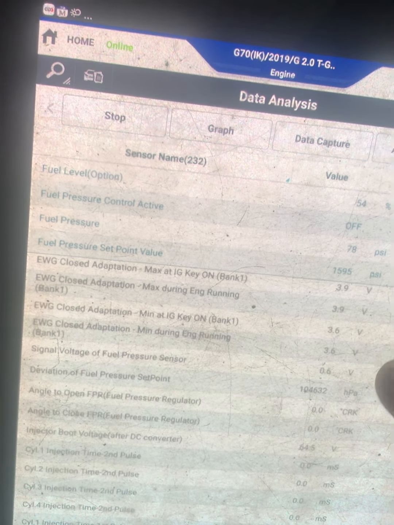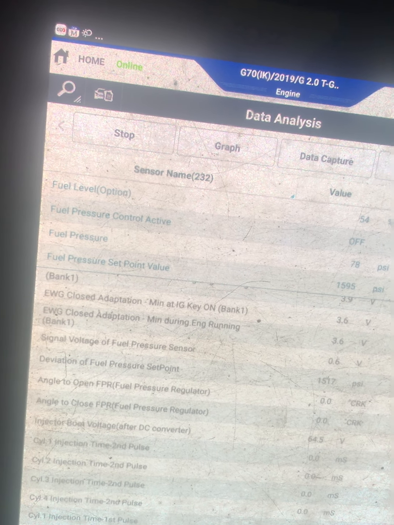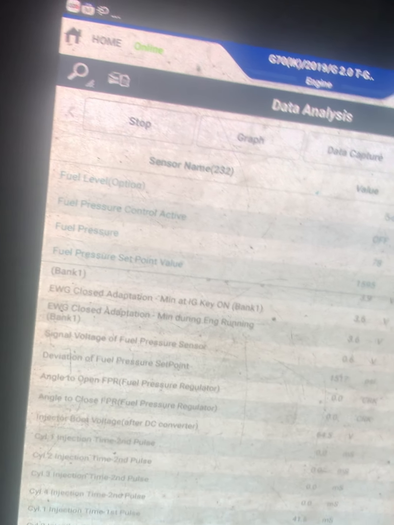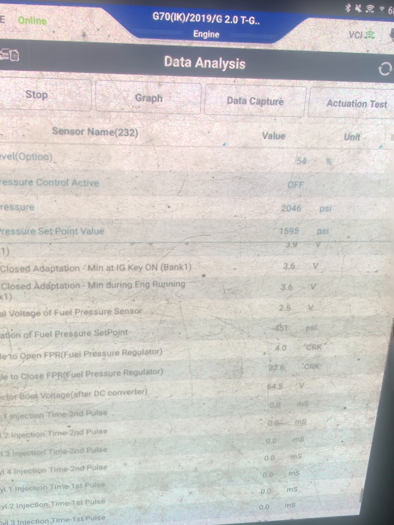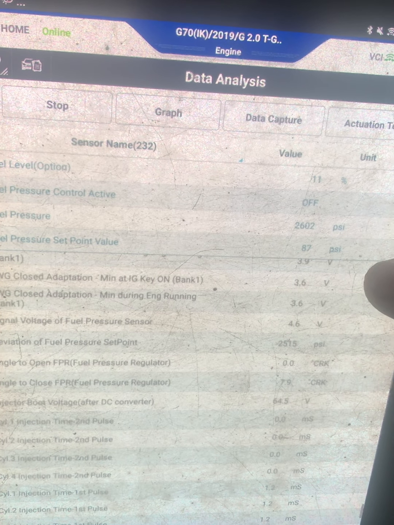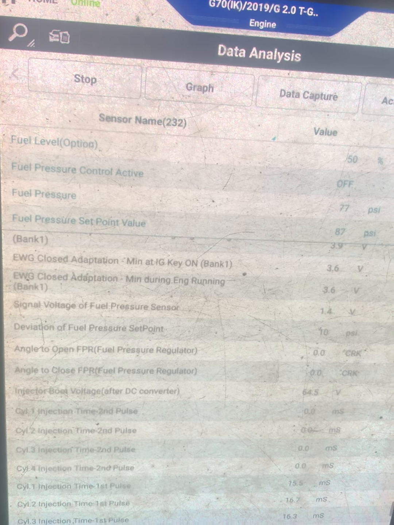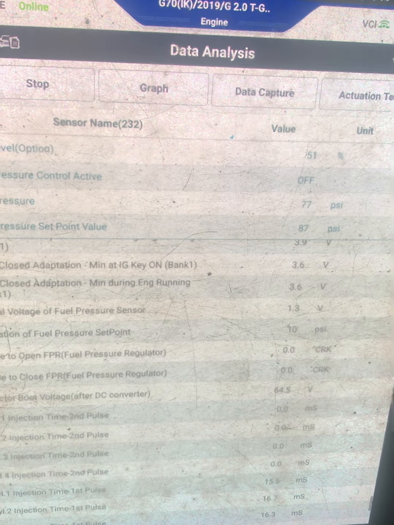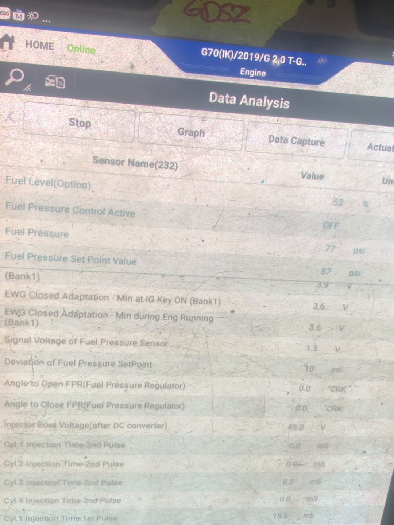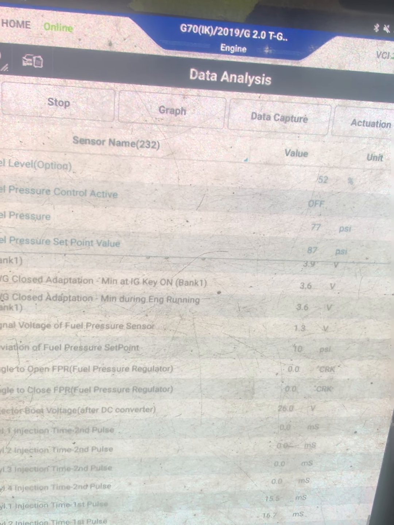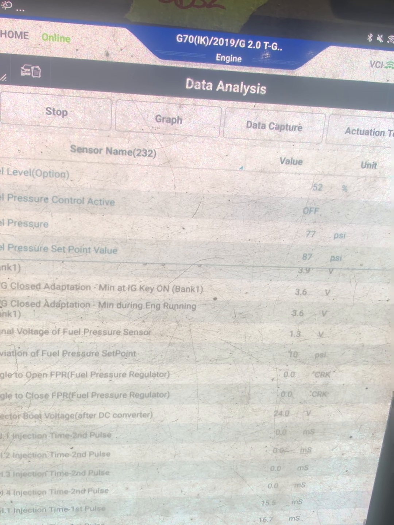What else here? That's it. What's this deviation? Oh, there's a difference between two of them. Okay, let me just start again and see. So clearly, as you can see there, the pressure on our fuel rail went up. So I guess that's why we have a code for that, for high pressure.